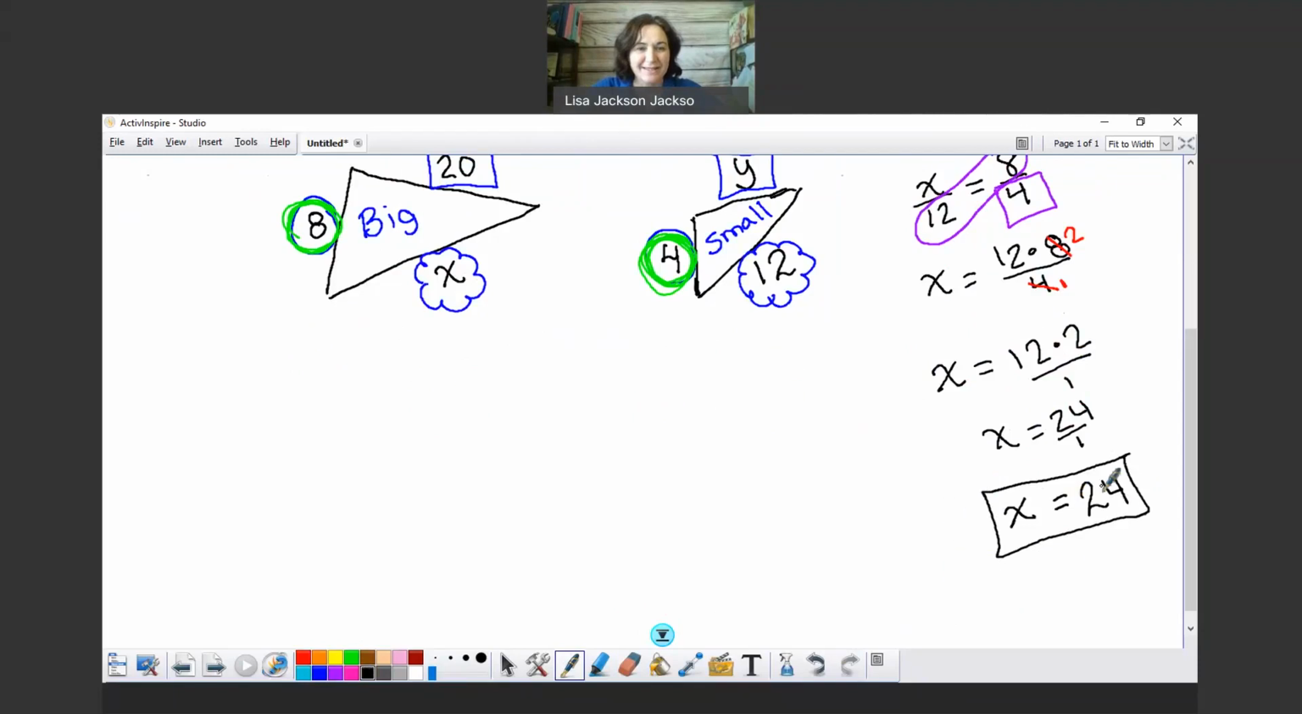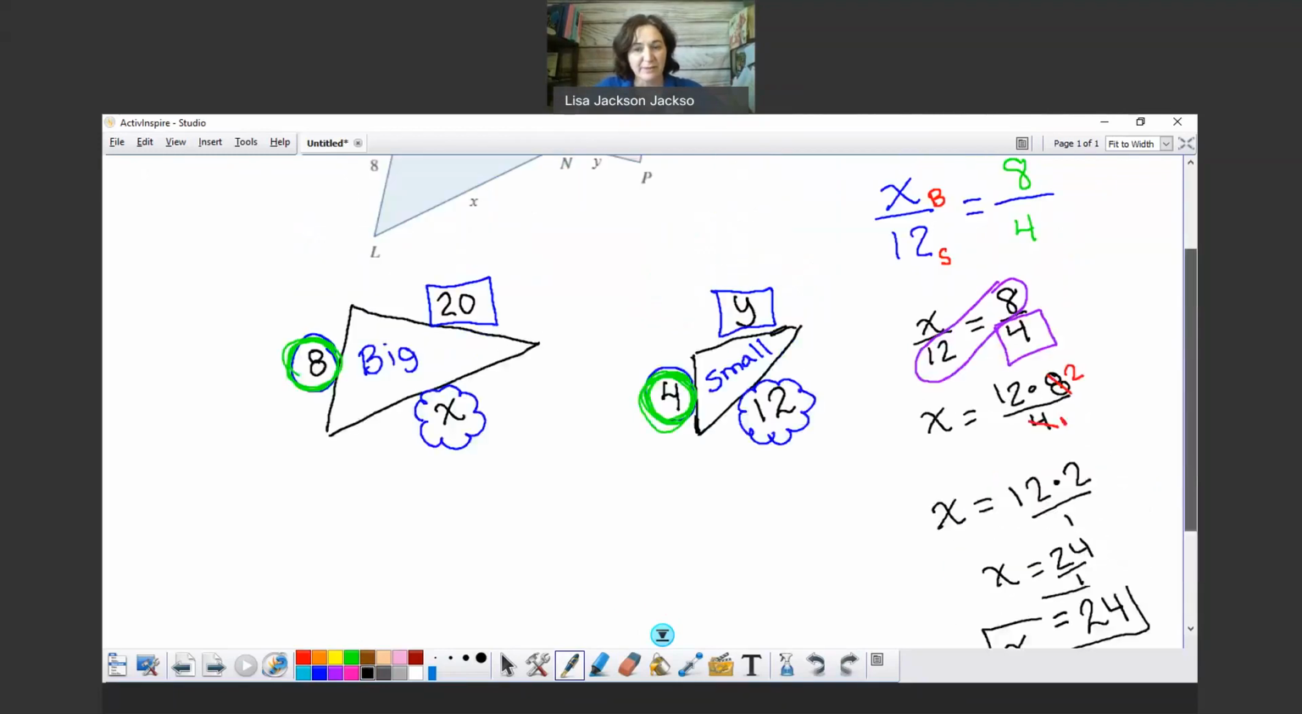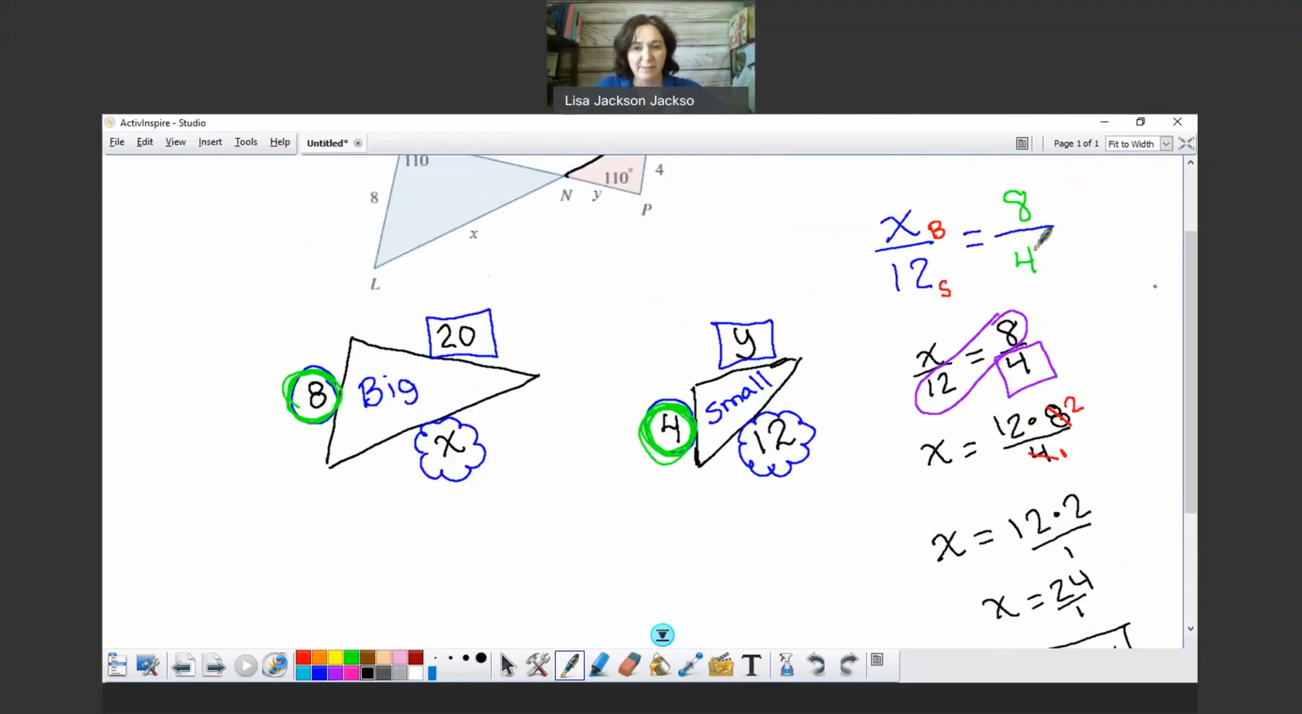Your next second half of that problem would be to find Y. You would do the same thing, and to keep your life easier, I would keep the same setup, except now put the number from the big that matches, that's the Y's. So notice Y is not from the big triangle, it's from the small one. So if I'm following my same setup, I would put the 20 here and the Y down there, big over small, only because that's how I set it up. I would use the 8 over 4 again to find the value for Y.